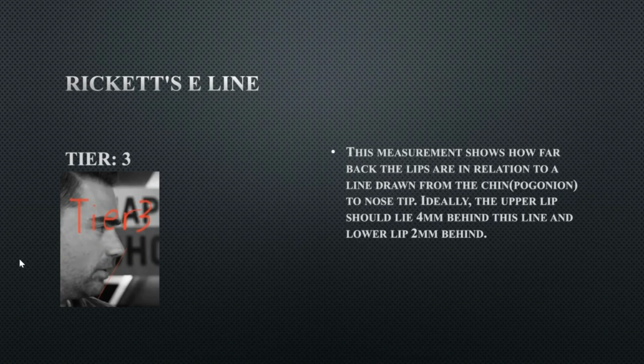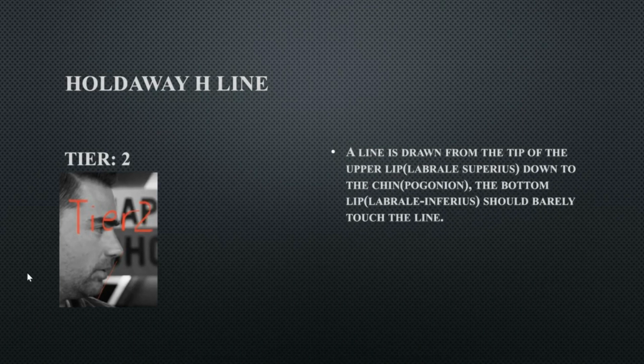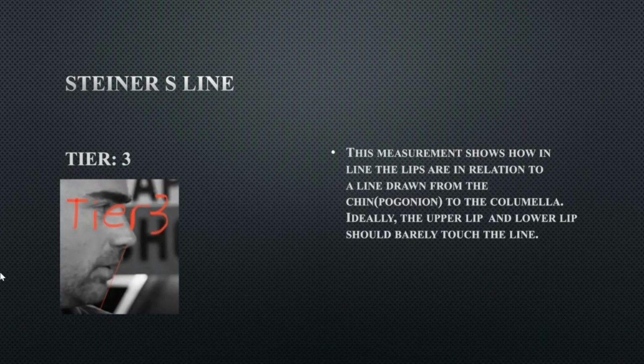His rickett's E line is going to be a tier 3. So like I said again, your lower lip right here is supposed to be closer to the line than your upper lip, so that is going to be a flaw. His lower lip is not that protrusive compared to his upper lip. The H line goes from the upper lip down to the chin, and his lower lip doesn't touch that line, and it's supposed to touch that line. It's close to it, but it doesn't touch it. Even if his mouth was closed, it still wouldn't touch it, so that would be a tier 2.